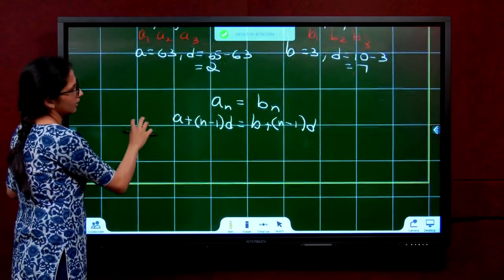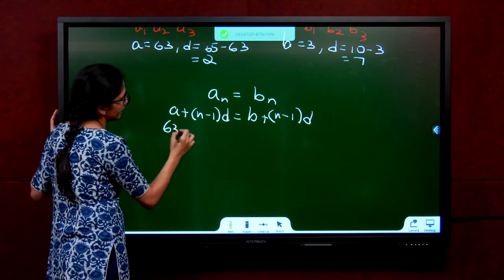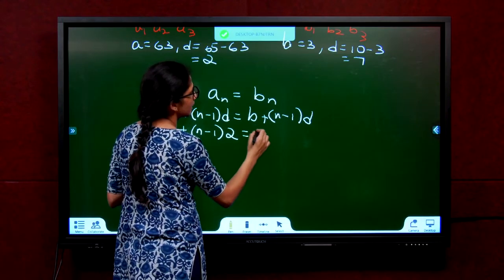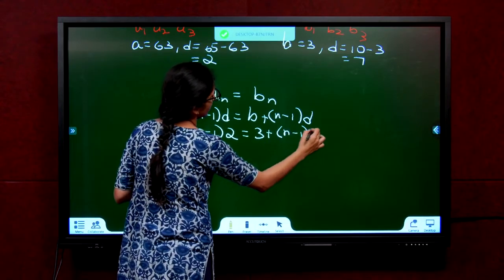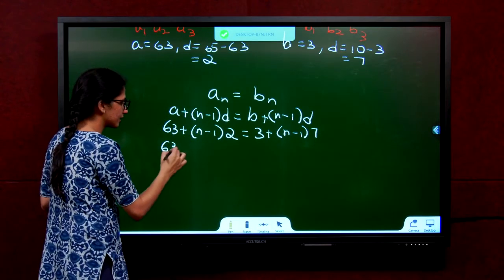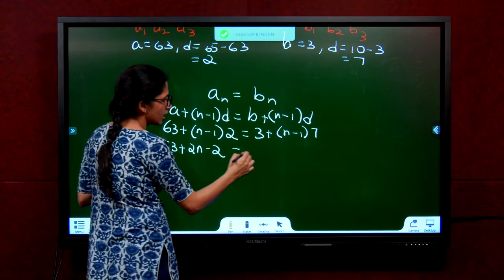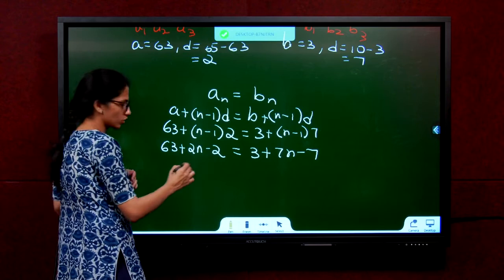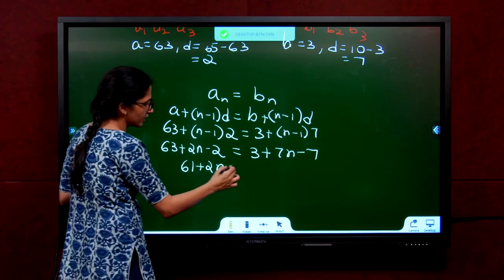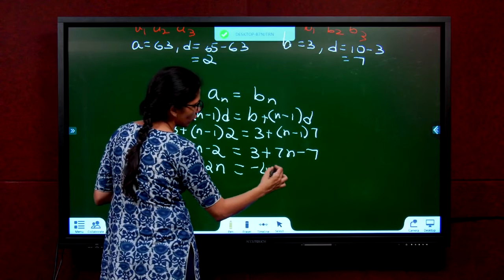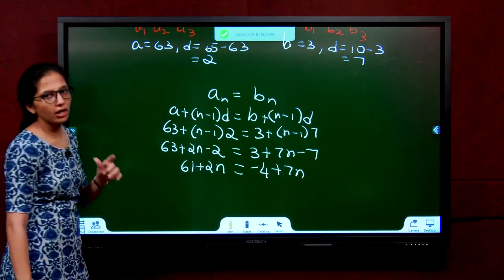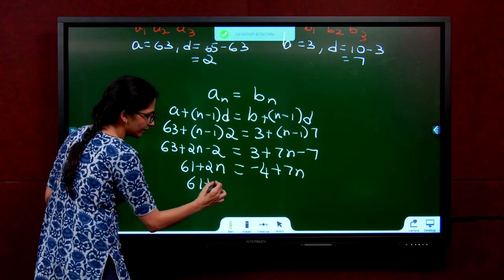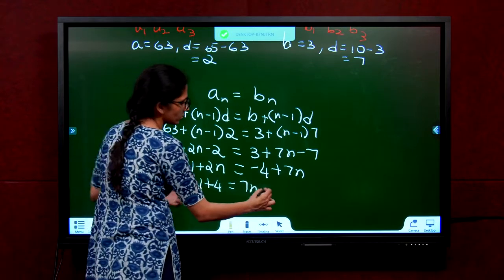Now a is 63 plus n minus 1 into 2 is equal to b is 3 plus n minus 1 into 7. 63 plus 2n minus 2 is equal to 3 plus 7n minus 7. 63 minus 2, 61 plus 2n is equal to 3 minus 7 is minus 4 plus 7n. Bring all the n terms on one side and everything else on the other side. 61 is here. Bringing 4 this side, plus 4, 7n, 2n goes this side, minus 2n.